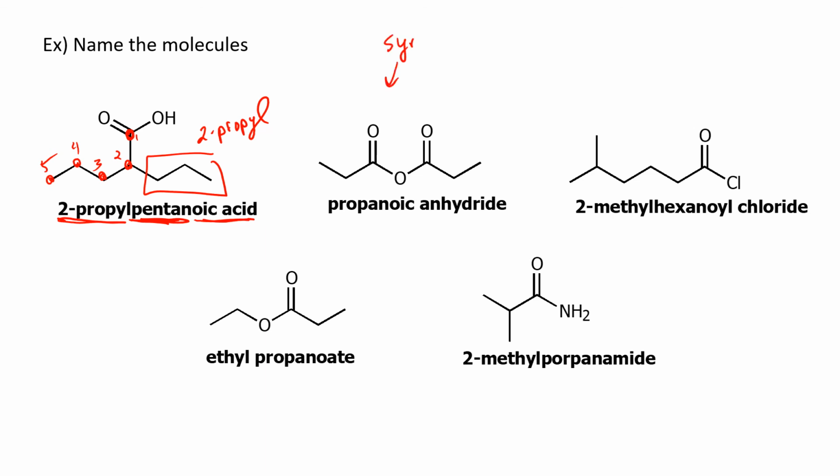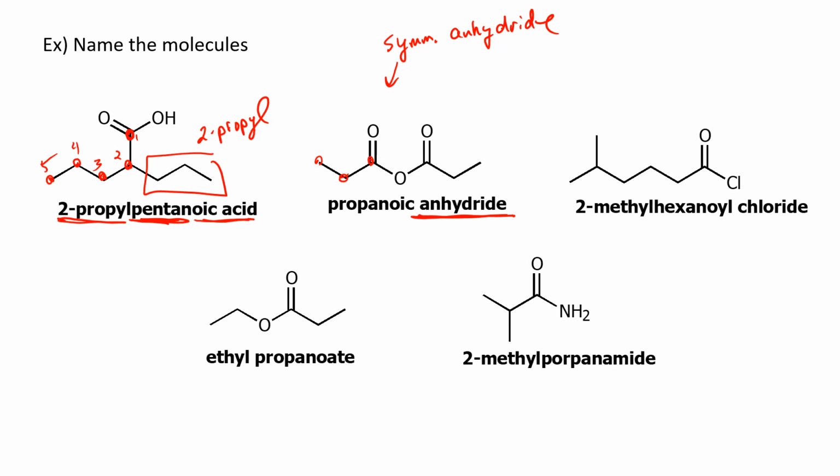This is a symmetric anhydride. All we're going to do is treat it kind of like a carboxylic acid, 1, 2, 3. That would be propanoic acid, but because it's an anhydride, it's propanoic anhydride. Replace the word acid with anhydride.